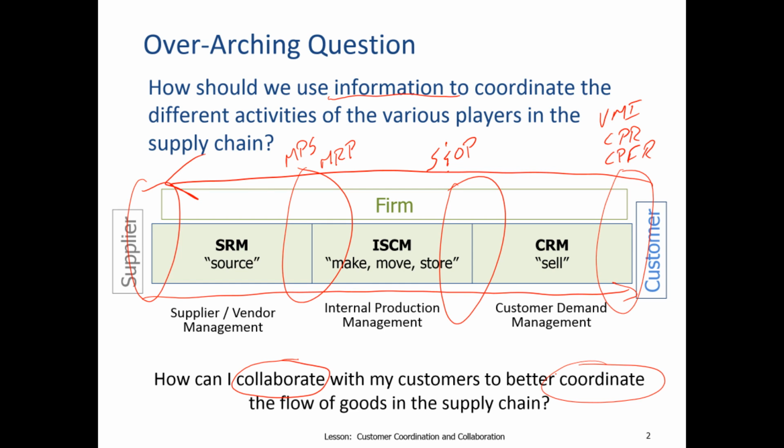Specifically, we're going to look at two basic words: how to collaborate with my customers to better coordinate the flow. Now, collaborate's a strange word. It used to have a negative connotation. You'd collaborate with the enemy, and that was seen as a bad thing. But over the last 15, 20 years, the whole idea of collaborating with supply chain partners has taken on a different meaning. It's meant to be a positive thing.